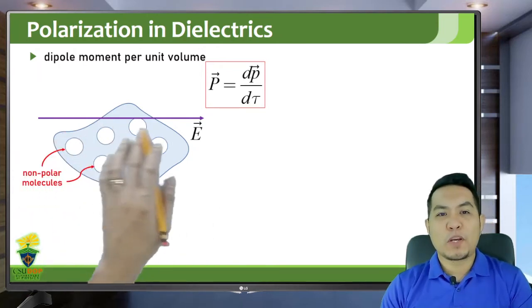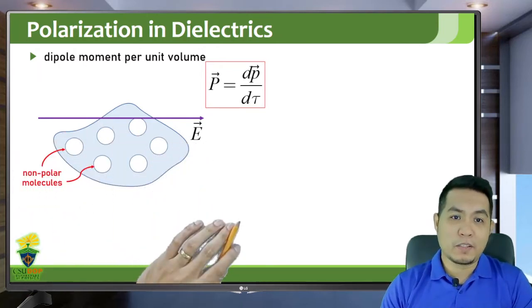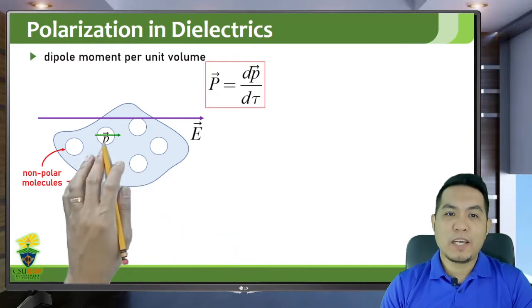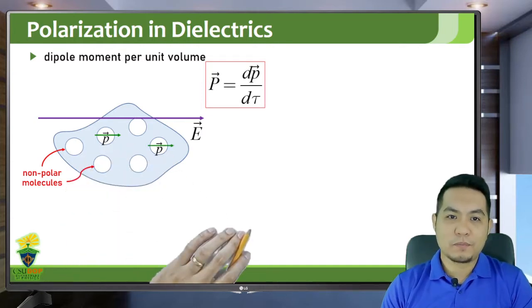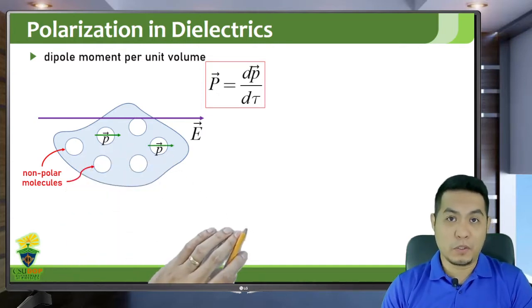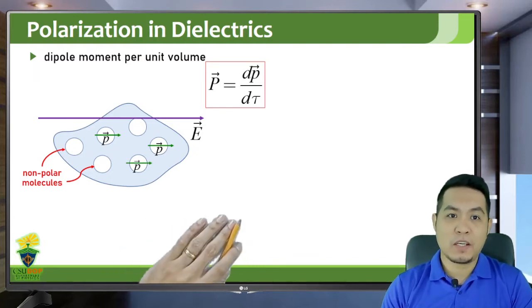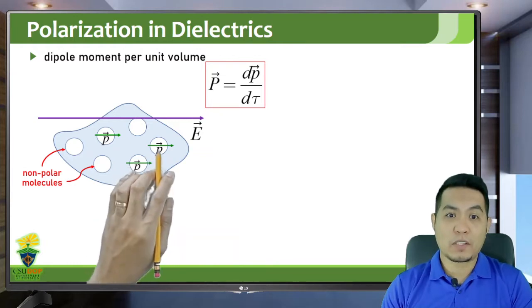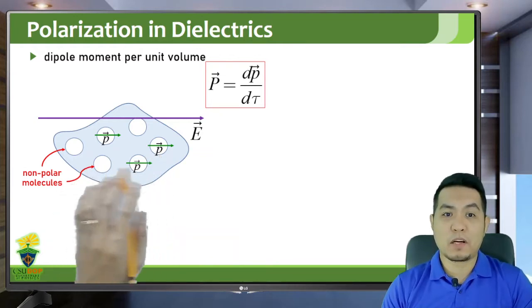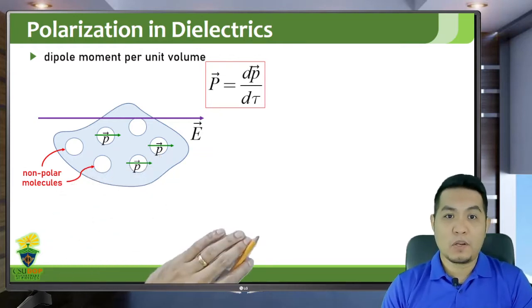Now, when you expose it to an external electric field, there will be induced dipole moments in each of the molecules, making the molecules essentially polar. From nonpolar, they become polar molecules.